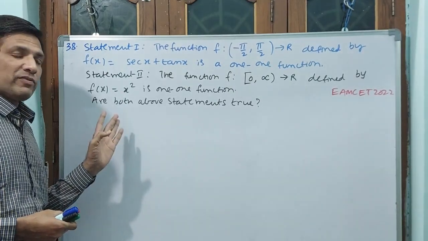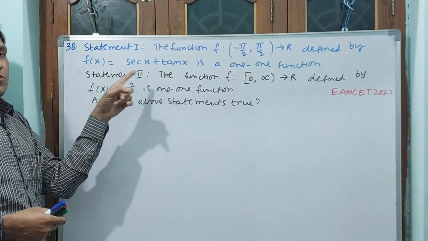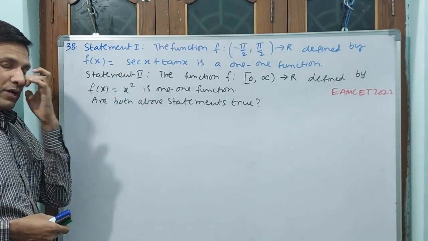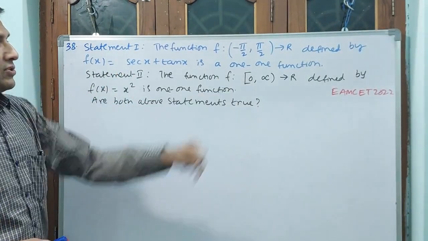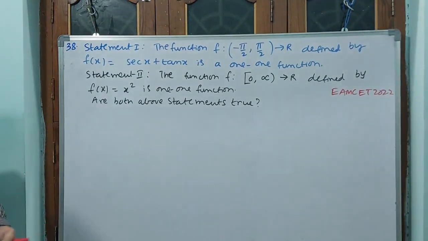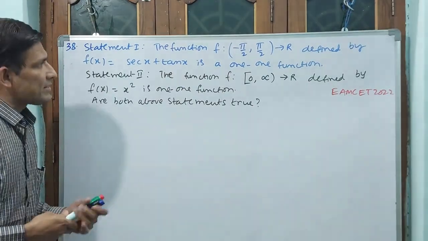If one is one function, first one is true and second one is false, or second one is true and first one is false, or both are false, or both are true, like that we have to go. This is also asked in Eamcet 2022 only. Okay, one by one we will see.